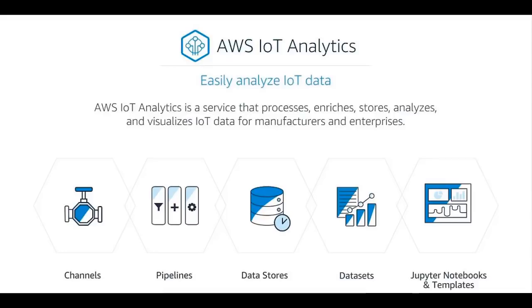Once the data has flowed through the pipeline, it gets stored in an IoT optimized time series data store. This is an abstraction across a variety of different storage technologies that we continue to innovate on that are designed to give high query performance and low cost for IoT use cases.